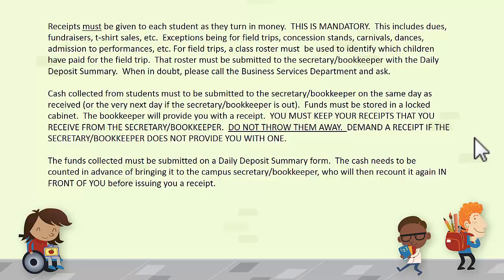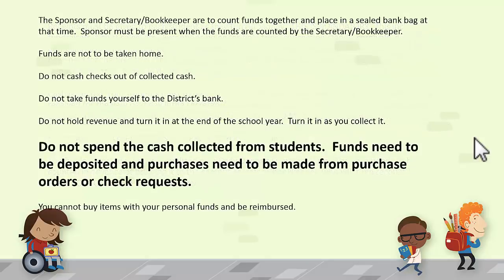The cash needs to be counted in advance of bringing it to the campus secretary or bookkeeper. That person will then recount it again in front of you before issuing you a receipt. So at this point in time, before you have a receipt, that money has been counted at least twice. The sponsor and the secretary or bookkeeper are to count funds together and place it in a sealed bank bag at that time. The sponsor must be present when the funds are counted by the secretary or bookkeeper. This is to ensure that there is agreement as to what those dollar amounts are.